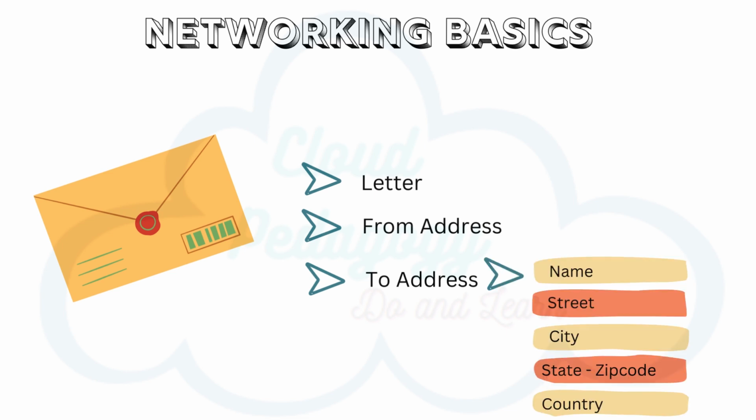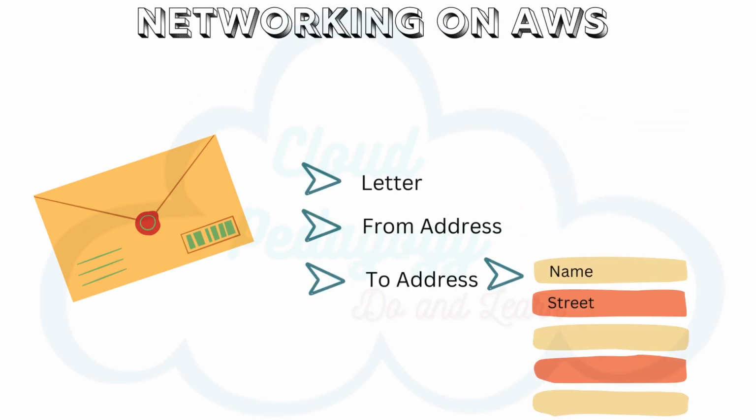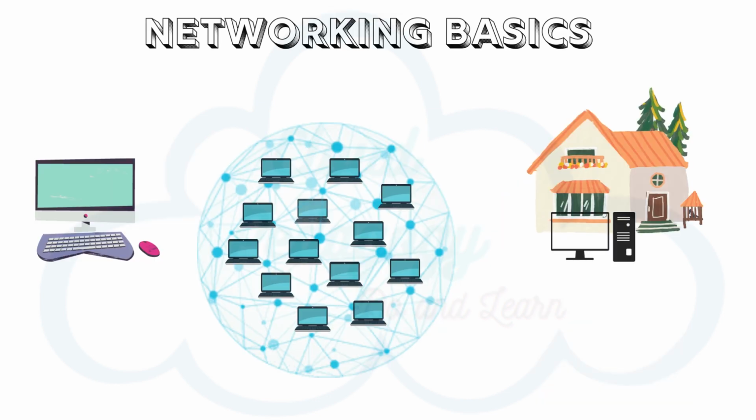Let's go further. Each address must contain information such as name of sender and recipient, street, city, state, zip code or postal code, and the country. You need all parts of an address to ensure that your letter gets to its destination. Without the correct address, postal workers are not able to properly deliver the message. In the digital world, computers handle the delivery of messages in a similar way.